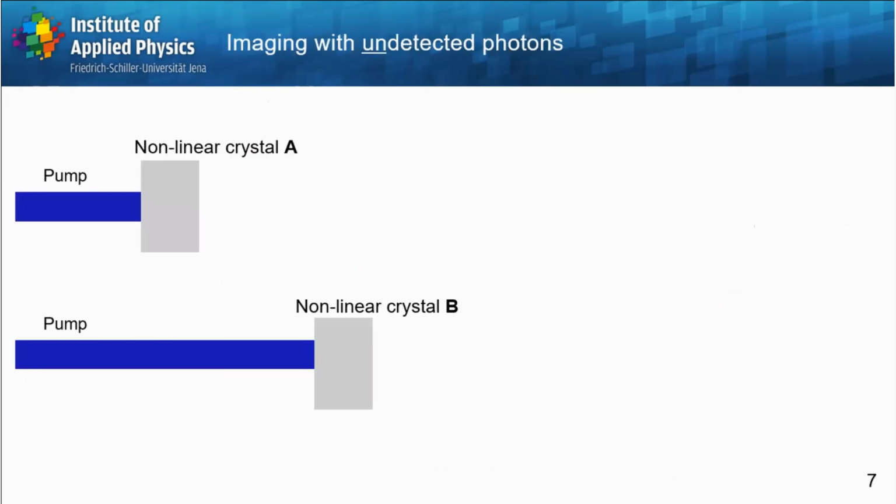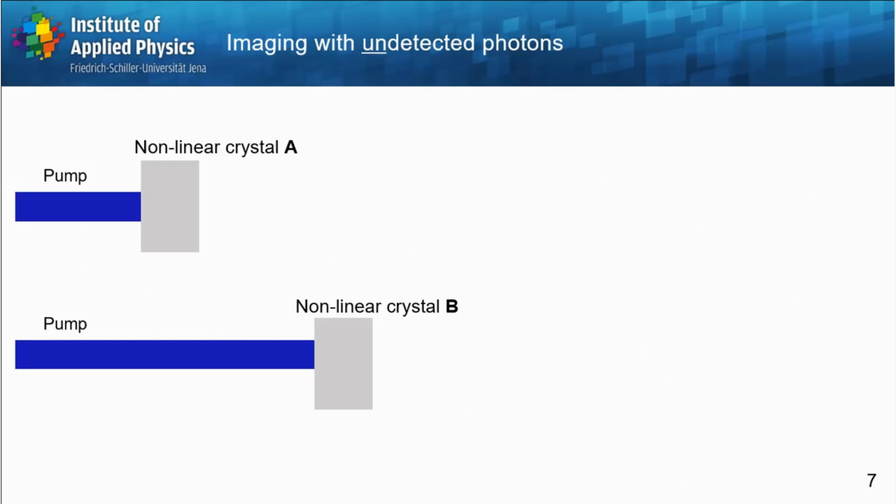Okay, so that's enough for the basics, and I'm going to try to explain the first unconventional imaging scheme, which is called imaging with undetected photons. Please notice that I underline the undetected photons, because how can I image something without detecting the photons? But you will understand how this works.